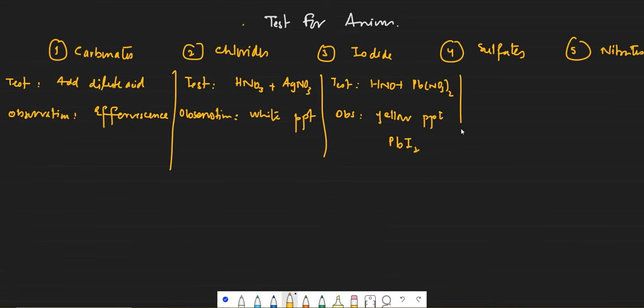Okay, what about sulfates? For sulfates, the test, again you add HNO3, and with that you add barium nitrate, because we know that barium sulfate, BaSO4, produces a precipitate. So the observation would be white precipitates of barium sulfate.